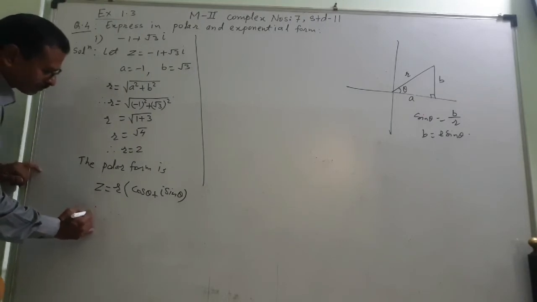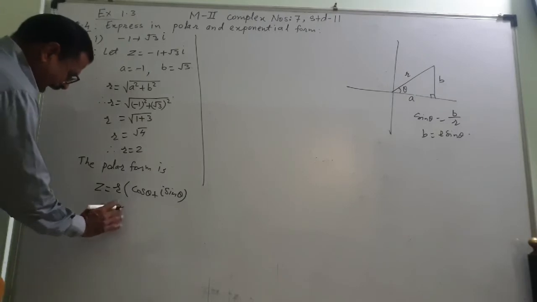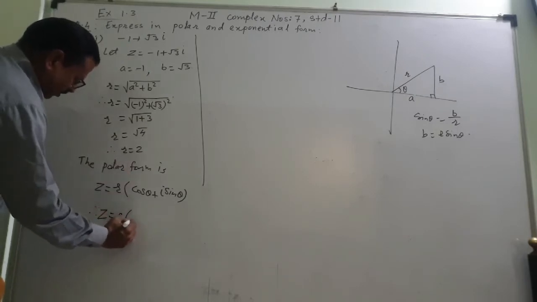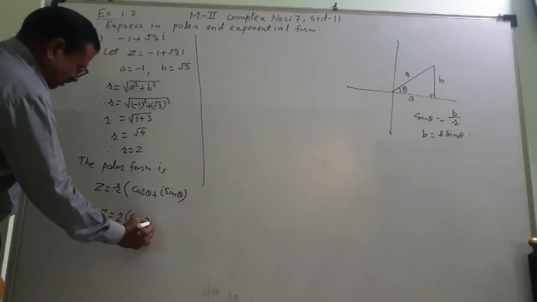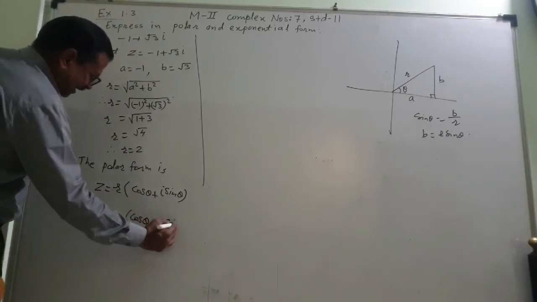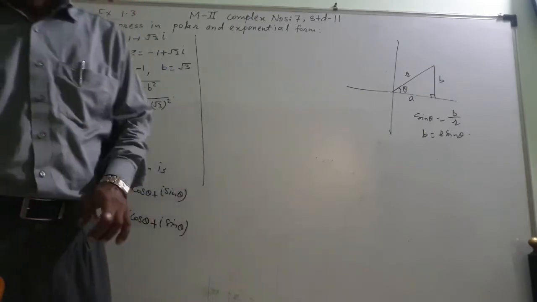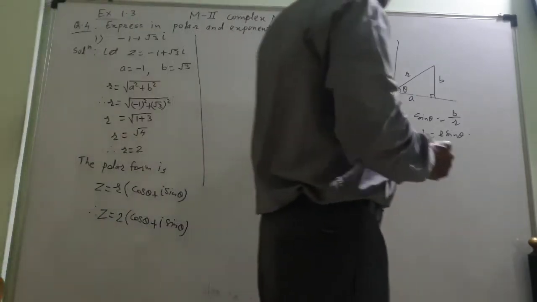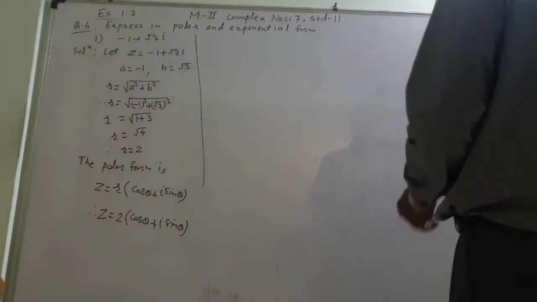Therefore, Z is equal to R, which is 2, cos of theta plus i sin theta. But that theta I don't have. That value I have to find. What is that theta? Angle I have to search out. Okay. For searching the angle, I will once again come back here. Tan theta is equal to what? That I have to use.